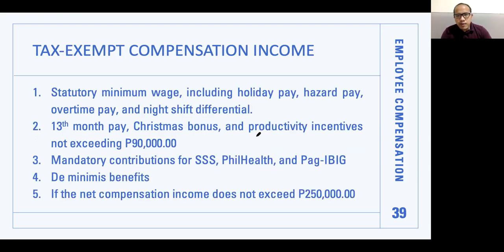Now, ito importante tandaan ninyo, which are tax-exempt compensation income. Una, statutory minimum wage, including holiday pay, hazard pay, overtime pay, and night shift differential. So kapag ikaw ay kumikita ng minimum wage in that region, magkano ba yung minimum wage ngayon ng NCR? Let me check.